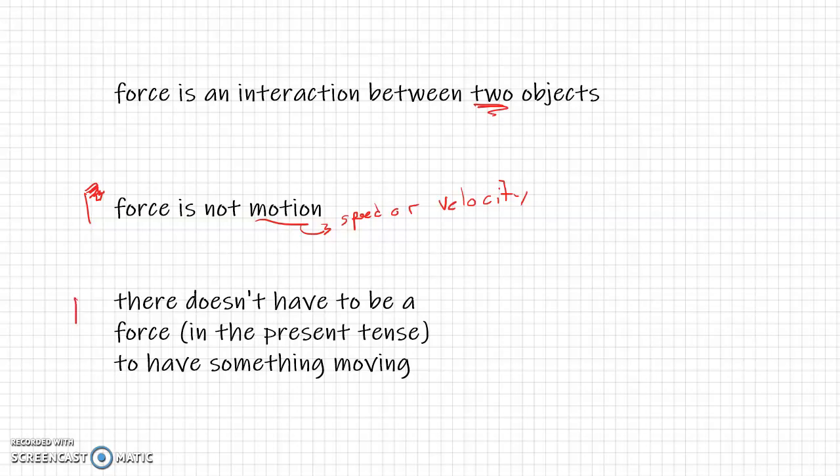Next thing that I want to point out that's a red flag to look out for is that there doesn't have to be force for something to be moving. Now, I know this may seem counterintuitive to you, and the illustration we're going to use here in just a bit is going to show you that. And again, notice I'm saying this in the present tense, okay? That means right now at this moment, there's an object moving, and it doesn't necessarily have to have force.